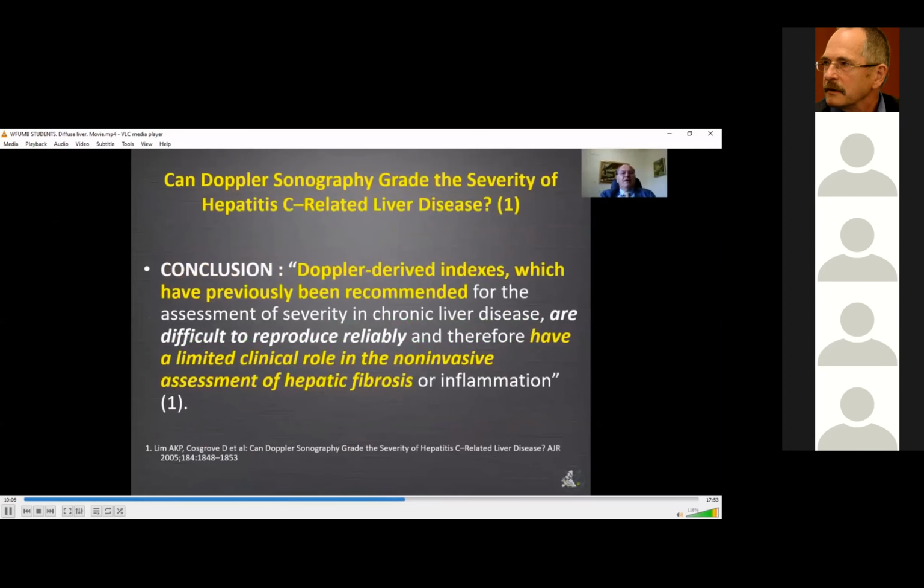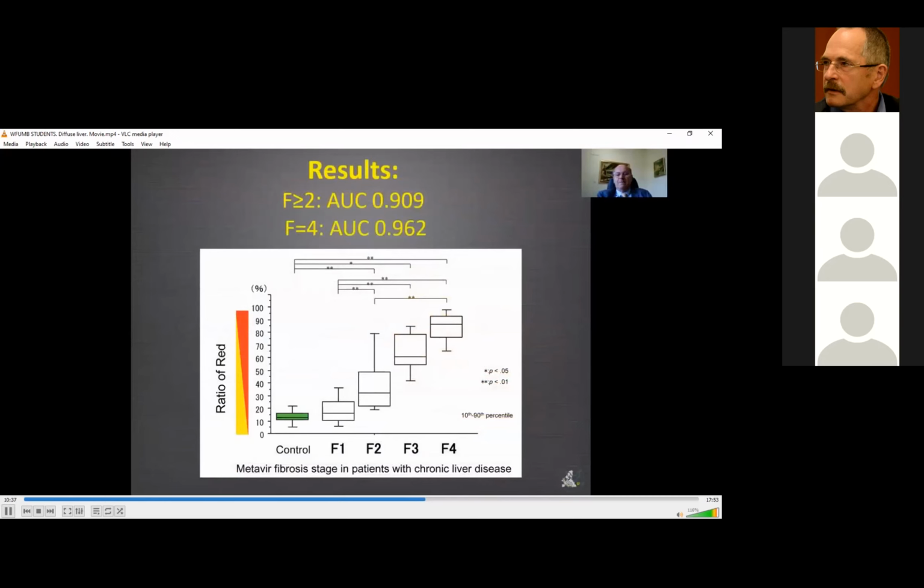Some people believe that we can use Doppler ultrasound for evaluation of severity of hepatitis. And a publication from 2005 showed that the Doppler derivative indexes that were previously recommended for evaluation of severity of fibrosis have a limited clinical role in non-invasive assessment of hepatic fibrosis. Then at this time we don't use these Doppler derivative indexes for this purpose.